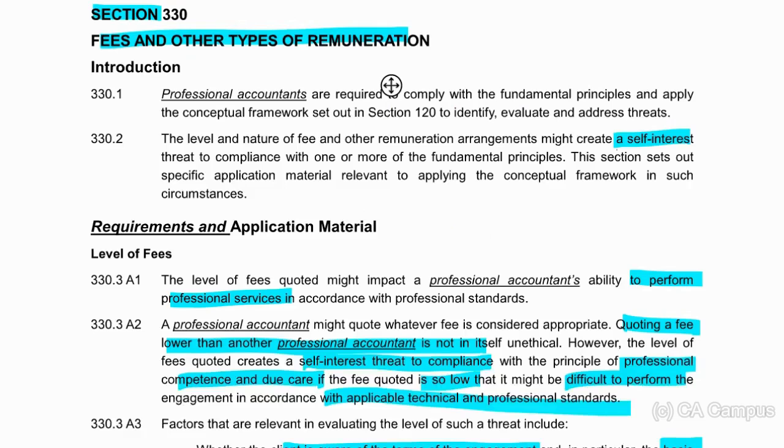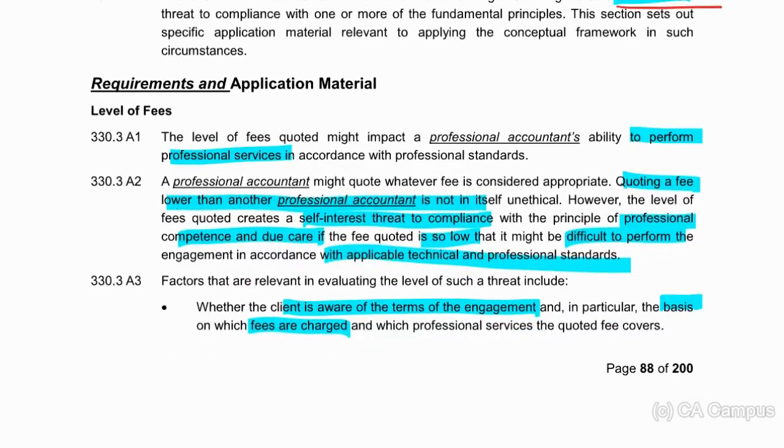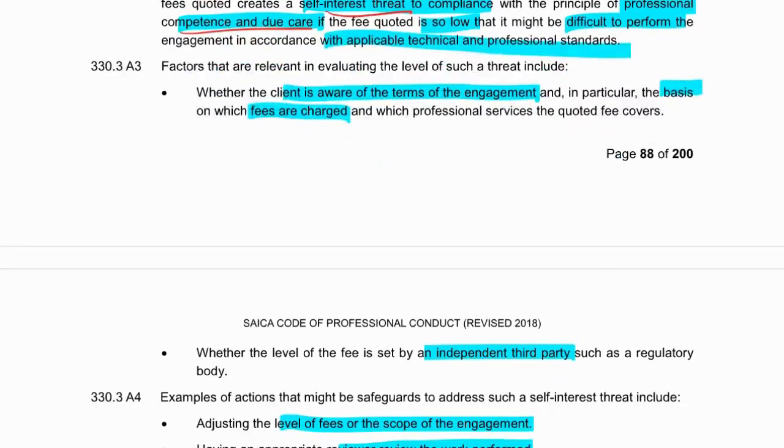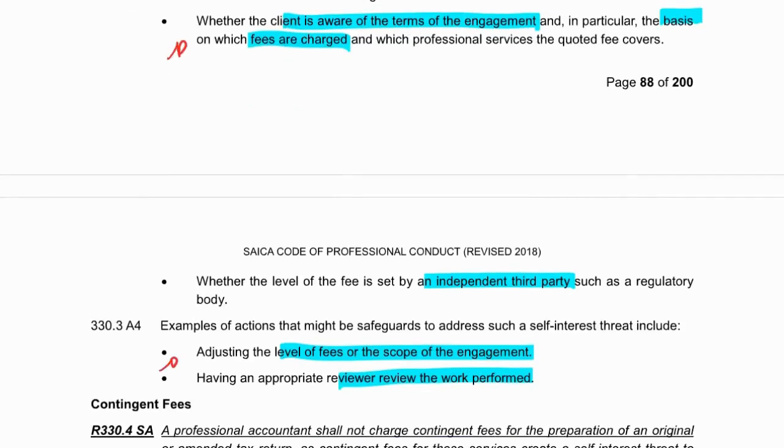Section 330 says it could be self-interest threats to your fundamental principles, and it says here, quoting a fee lower than another professional is not in itself unethical, but what you could have is a self-interest threat to professional competence and due care if it's so low that they can't actually perform the engagement in accordance with the requirements. Okay, factors to consider this: is the client aware of the basis for the fee, in which case this hasn't actually been discussed, so I can say that this would be how to determine the significance. And then safeguards, either adjusting the fee or the scope, or having a reviewer review the work.